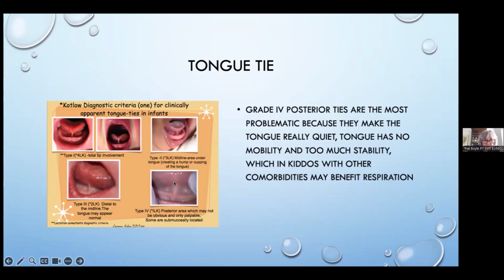But the biggest piece and why this is so important is that the tongue is really quiet. The tongue has no mobility and it's got way too much stability, which may, with some of our genetic kids who have problems with airways, with their tongue occluding their airway, may benefit respiration. But again, I don't know.